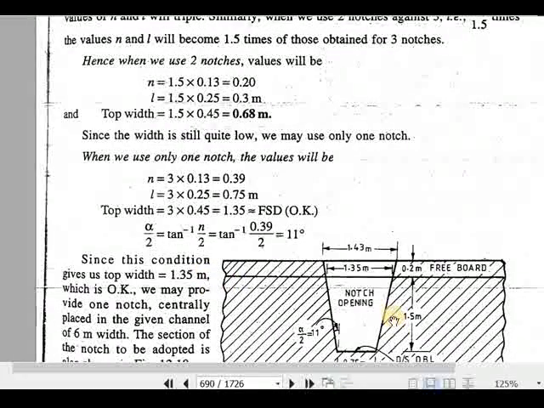So this is the design. The 3 notch and 2 notch options are rejected. Now we are going to translate the calculation of 3 notches into 1 notch. We multiply 0.13 by 3 by 1, and L of 0.25 multiplied by 3 by 1. Similarly, we find the top width is equal to 1.35, which is very near to 1.5 meter, so that is okay, and you can find alpha, that is equal to 11 degrees.